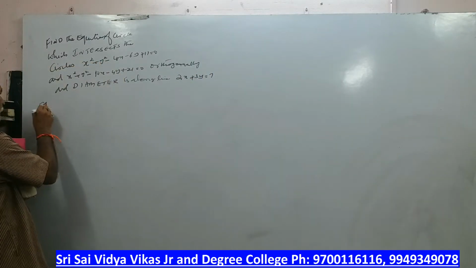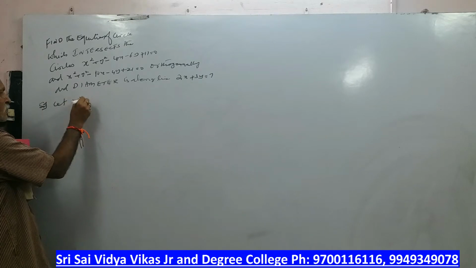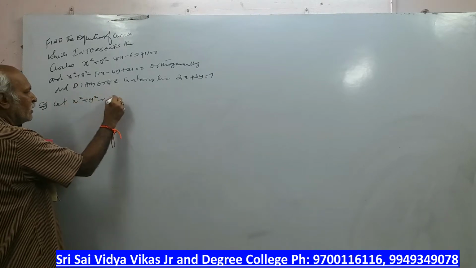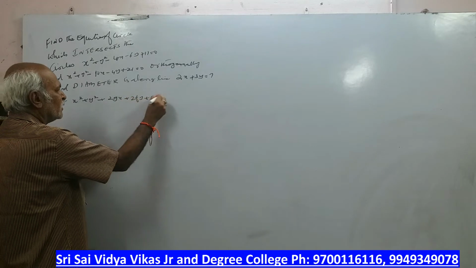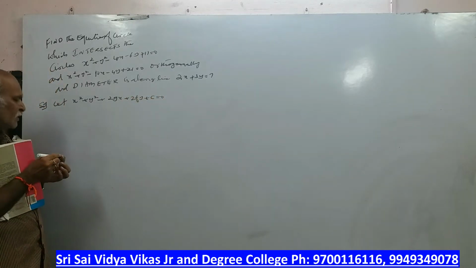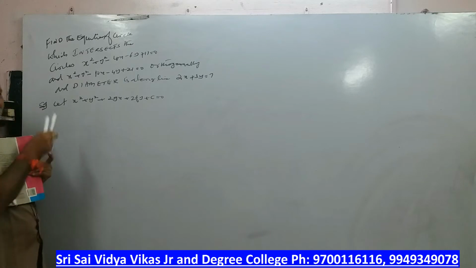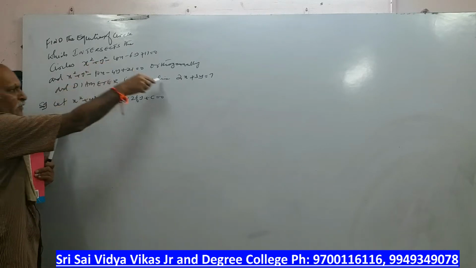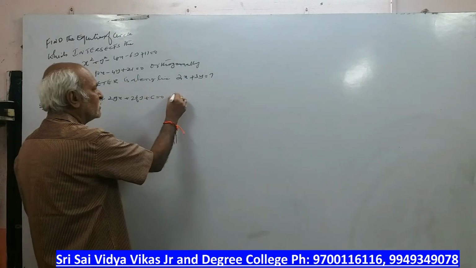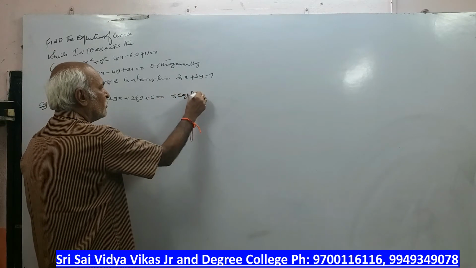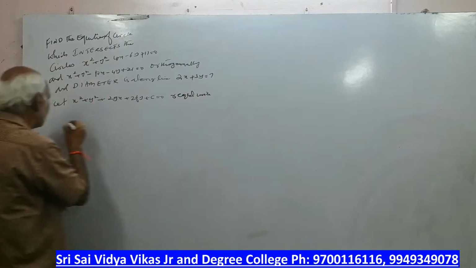Solution: let x square plus y square plus 2gx plus 2fy plus c is equal to 0. Now this is the required circle. Okay. Now we should have three conditions. Two circles are given, and the diameter. So three conditions are there. So use these conditions. Okay.